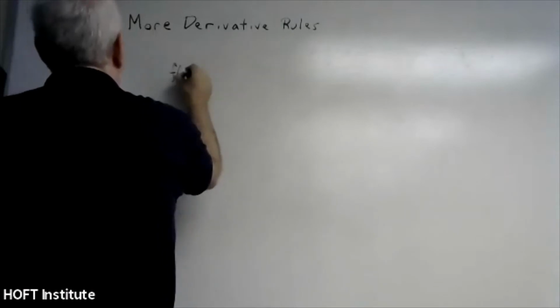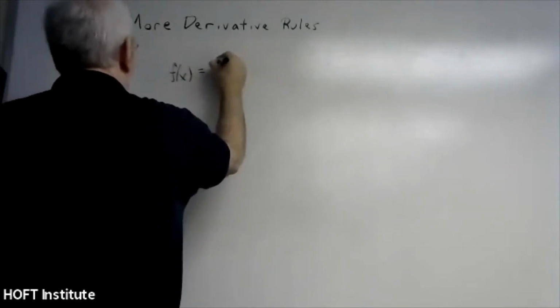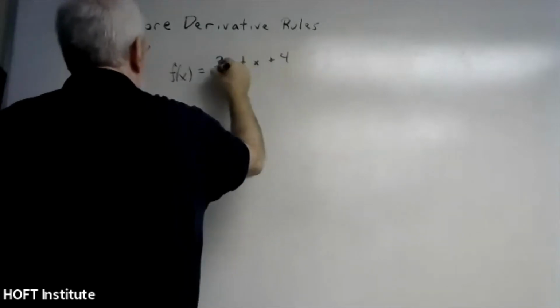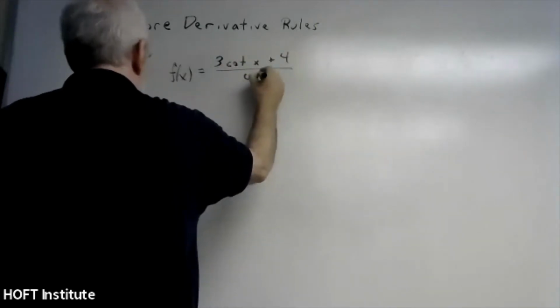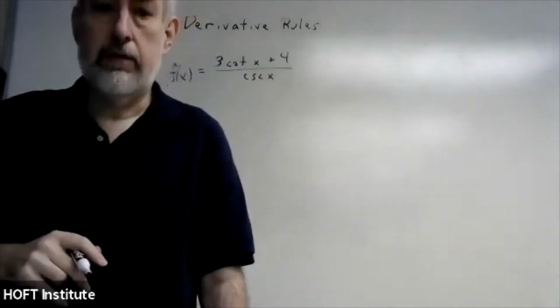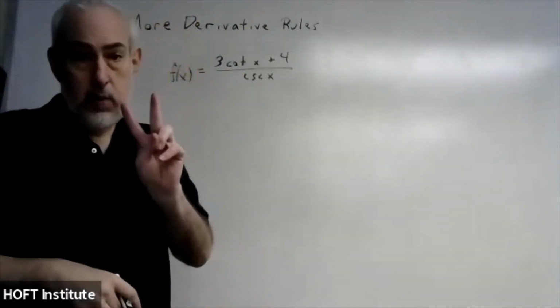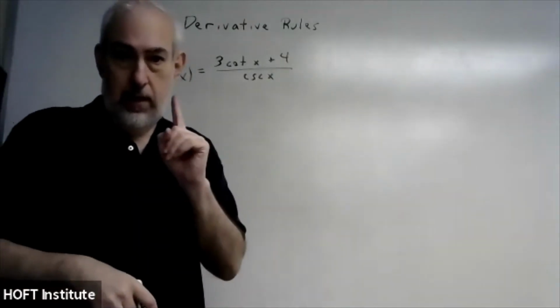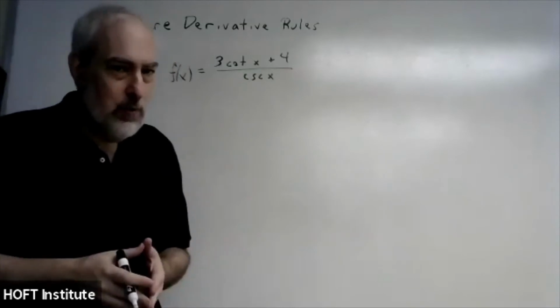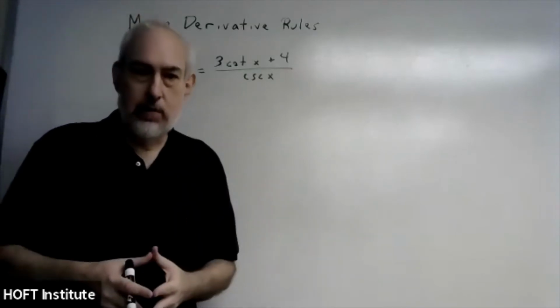Okay, so let's say that f of x is equal to 3 times the cotangent of x plus 4 divided by the cosecant of x. And our goal is to take the derivative of this. Okay, there are two ways to do this problem: the hard way and the easier way. So I'll outline the hard way first, but then I'll show you how to do it easier.